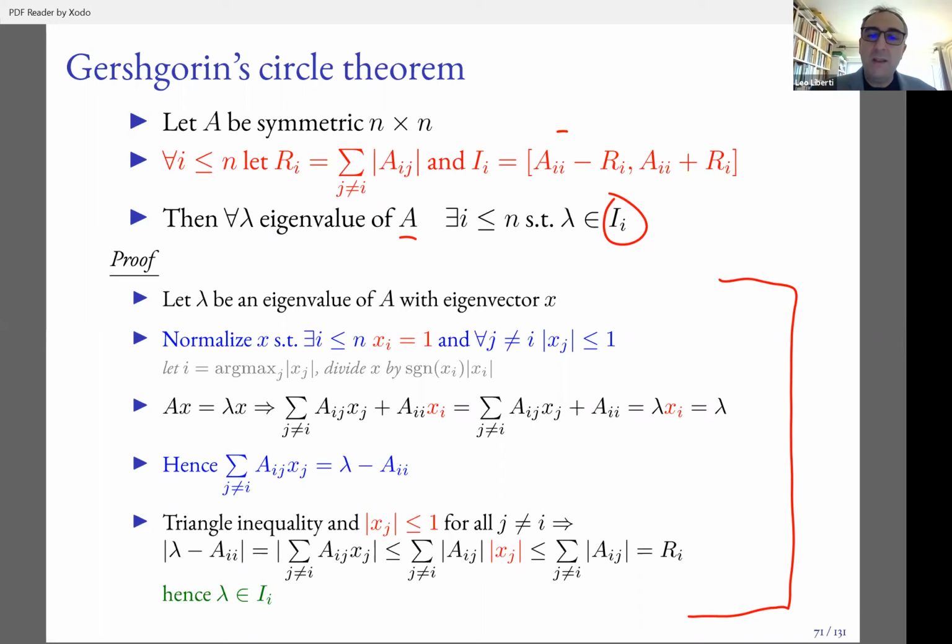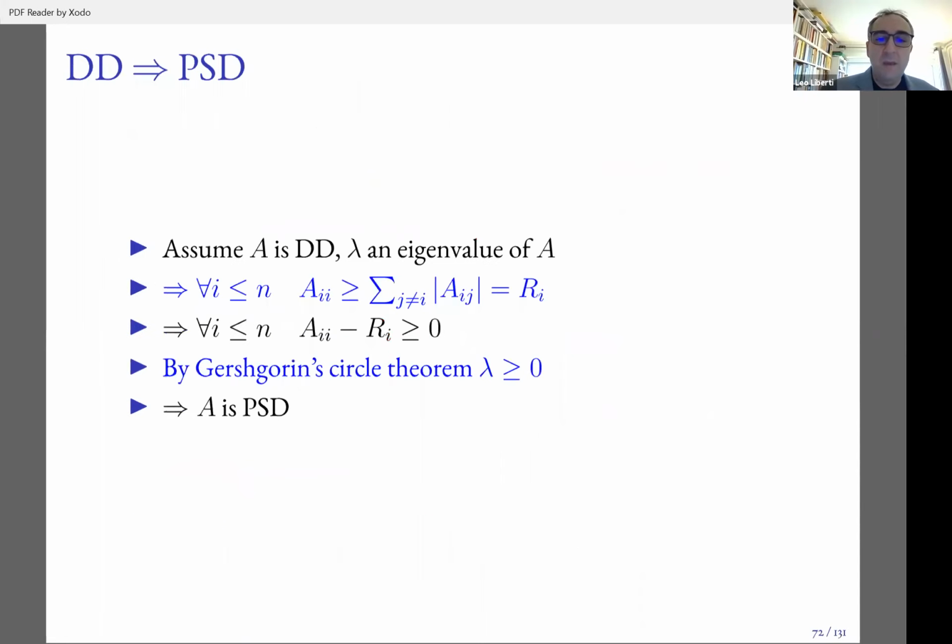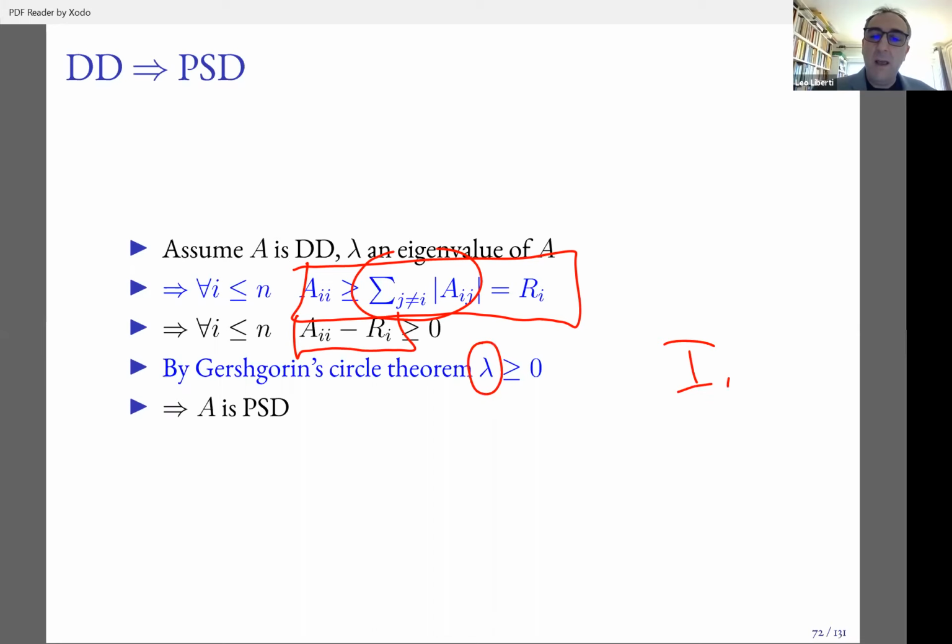Let me just point out that if you believe this theorem, it's obvious then that a diagonally dominant matrix is going to be PSD, because this is the definition of a diagonally dominant matrix, and this is precisely R_i. And so we know now that the diagonal entry minus R_i is greater than or equal to 0, which means that every eigenvalue has to be in an interval I_i, and the endpoints of these intervals are greater than or equal to 0. So the eigenvalues in particular are going to be greater than or equal to 0, which means that A is PSD.